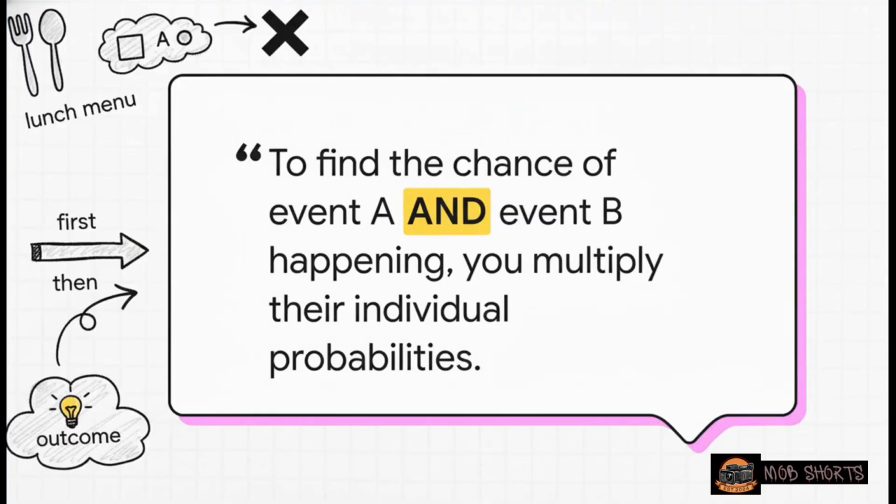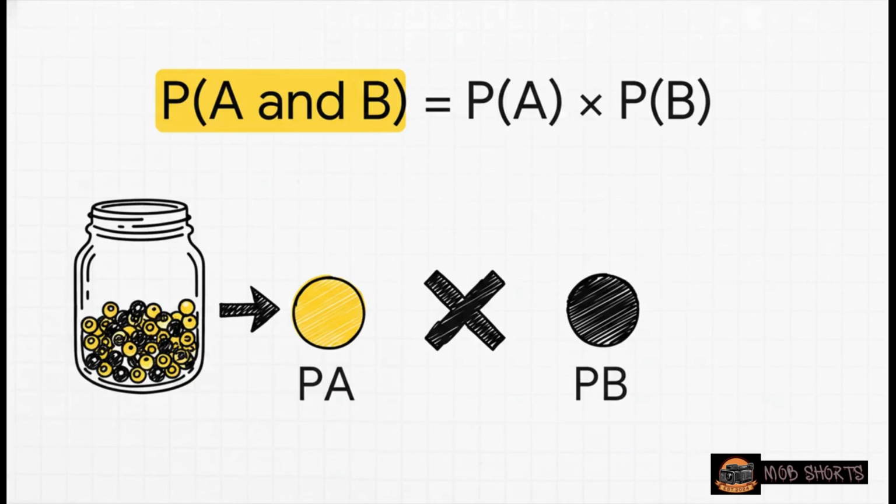You see, this is just the formal name for what we already did with our lunch menu. We wanted a starter and a main and a dessert. From now on, whenever you see that word "and" connecting a sequence of events, your brain should just immediately think multiplication. That's the product rule. And here it is. This is basically the fundamental counting principle in its official math speak form.